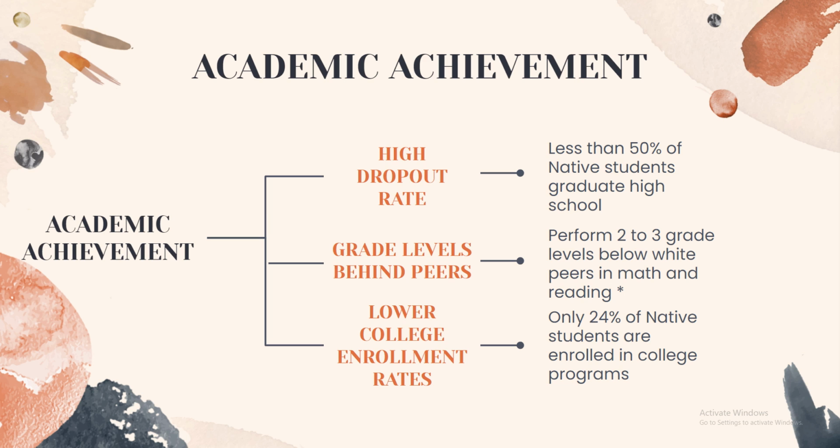Studies have also found that not only do Native Americans have a higher dropout rate, but they are also performing 2 to 3 grade levels below their white peers in math and reading. So in 2 fundamental categories of schooling, they are performing well below the grade level average, which means the way that they are being taught is not leading to acquisition of information.